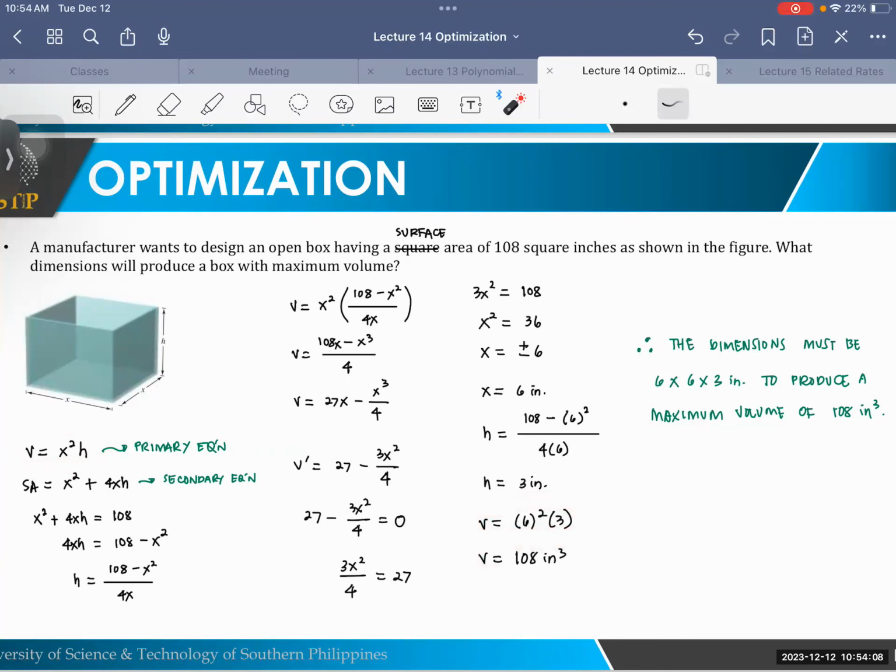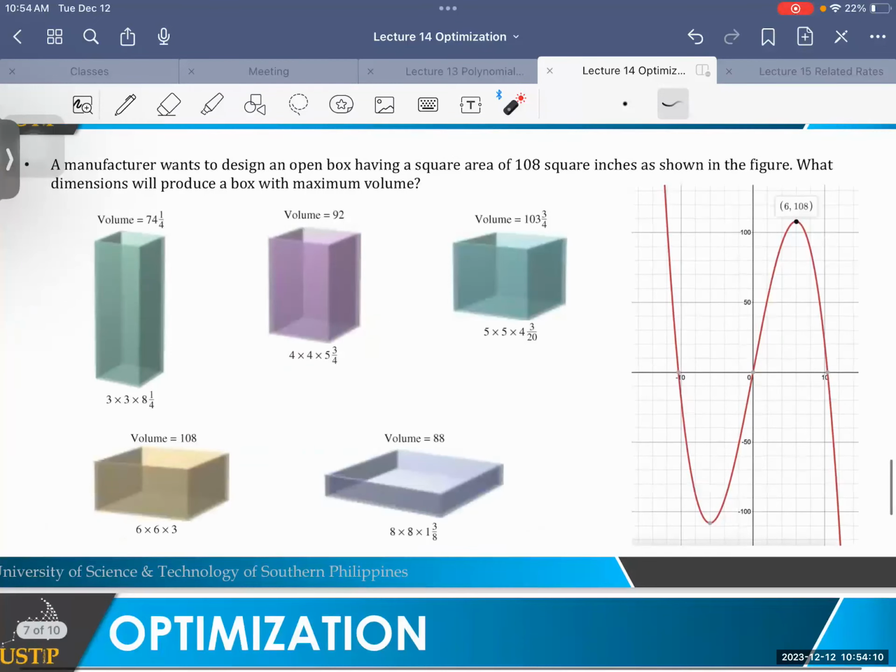To compare, we compare it with the other boxes, and it also gave some examples. If 3 by 3 by 8 and 1/4, the volume is 74 and 1/4. If 4 by 4 by 5 and 3/4, the volume is 92. If 5 by 5 by 4 and 3/20, the volume is the same. If 8 by 8 by 1 and 3/8, the volume is 88. And finally, we have 6 by 6 by 3, the volume is 108.